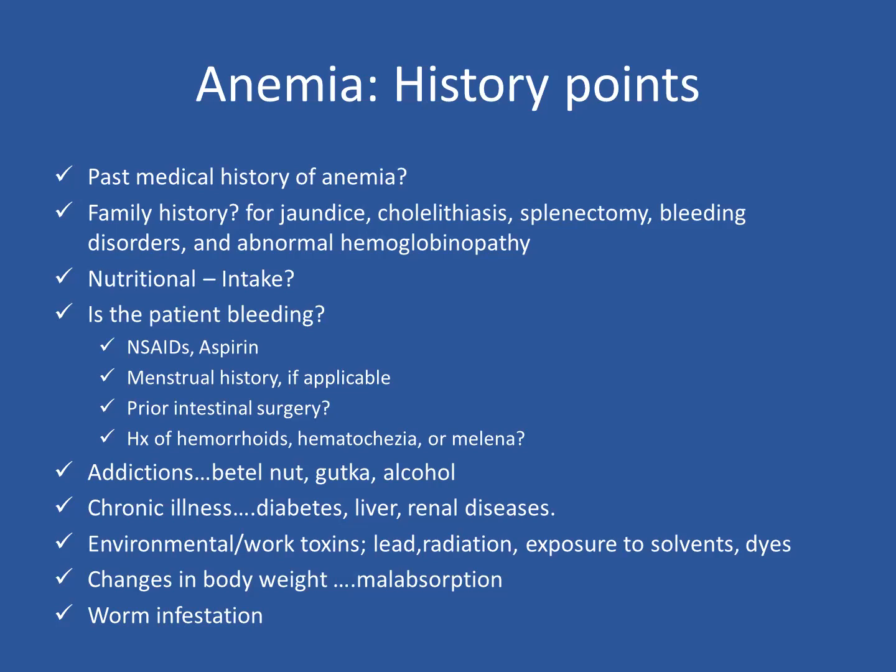Did they have anemia again and again? Maybe it could be some inherited disorder. Is there a family history, for example, in thalassemia? Nutritional intake, bleeding, maybe the patient had been bleeding, maybe there's some GI bleed, maybe due to menstrual bleeding, for example, in females it could be menorrhagia. Addictions of any kind, because gutka causes a lot of anemia. We see a lot of patients with chronic illness, environmental toxins, and changes in body weight.